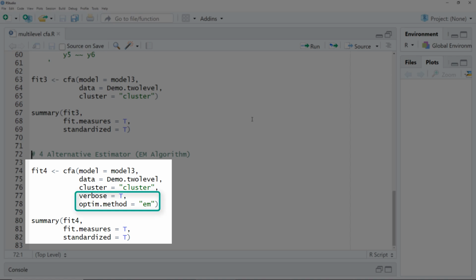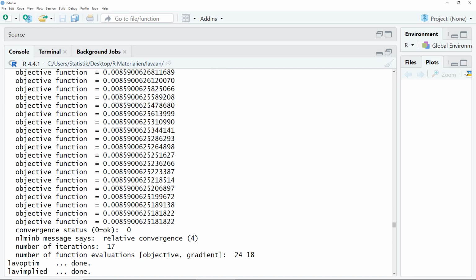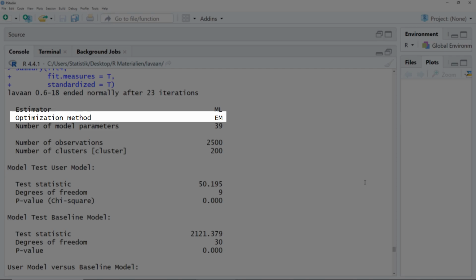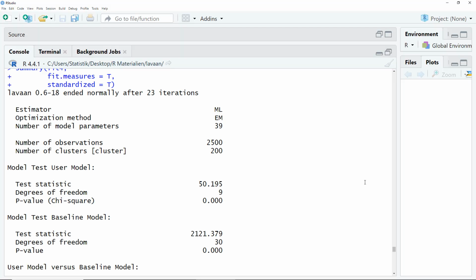In order to estimate the CFA with the EM algorithm, you just add these two lines to the code for the CFA. This algorithm can take quite some time, therefore I would like to get continuous output to see whether the algorithm is still running or whether the computer froze up. And this is the request for using the EM algorithm. You don't have to look at this output in detail. And here we get the results, optimization method EM, and the rest of the output basically looks the same as the output we had earlier with the normal estimation method.